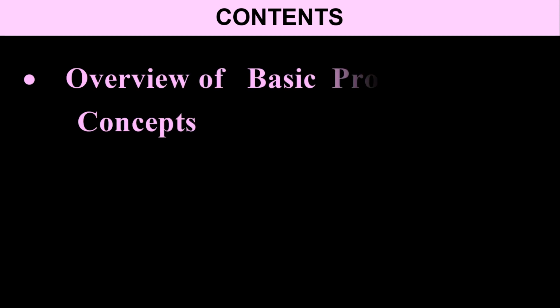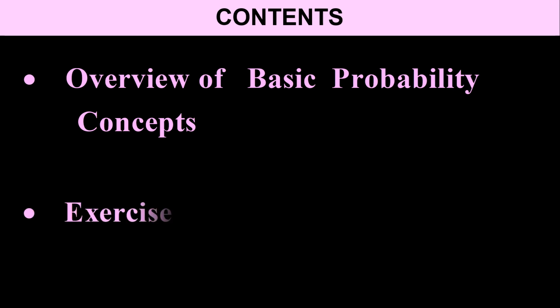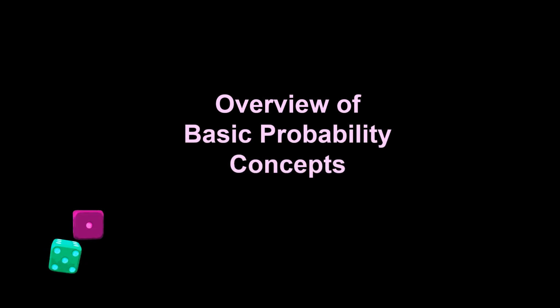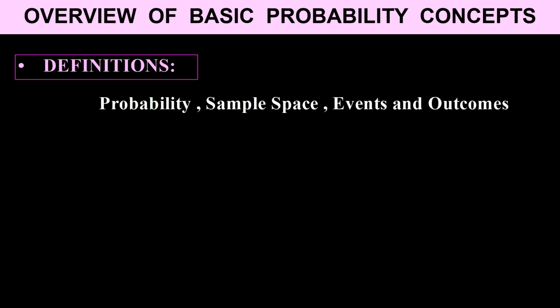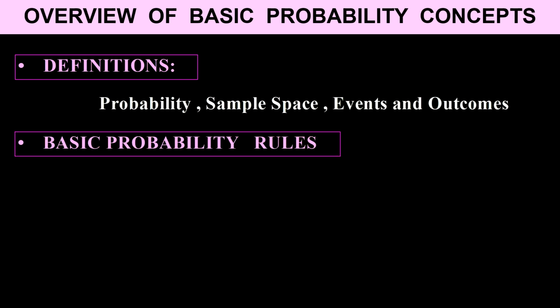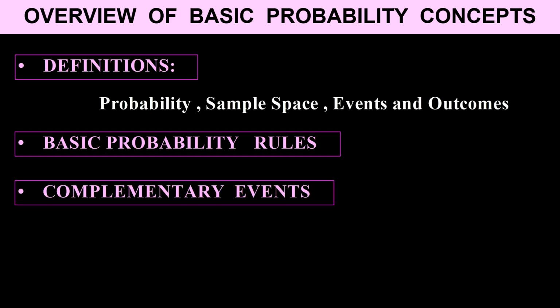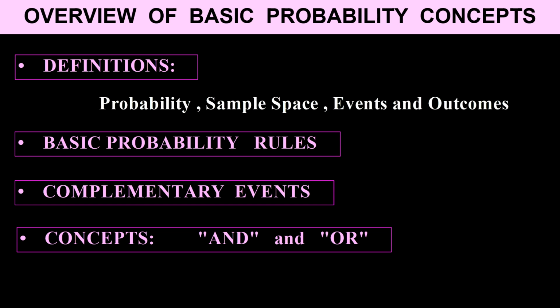This video is going to consist of an overview of basic probability concepts with some examples. Then at the end of the video, like with all my videos, there'll be an exercise worksheet. Let's start with the overview. We're going to look at the concept of probability, sample space, events, and outcomes. Then we're going to look at some basic probability rules, and then the concept of complementary events, and then the concepts of and, or.